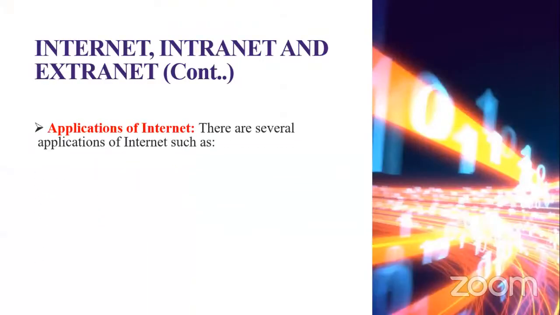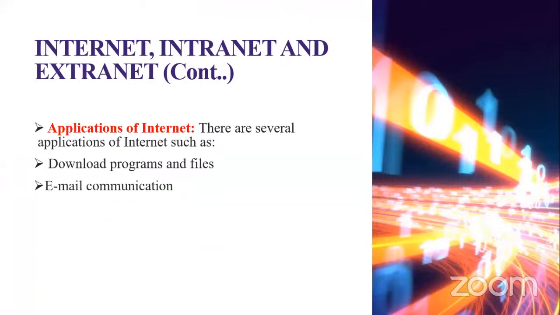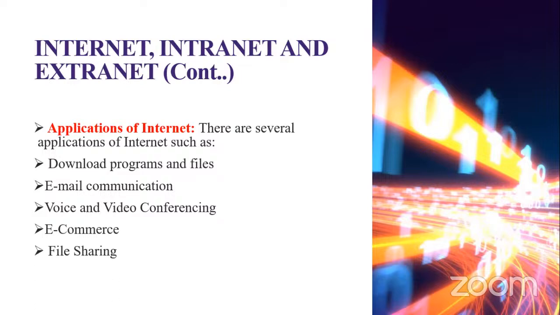And what are the applications of the internet? There are several. Downloading programs and files is possible through the internet. You can do email communication through the internet. You can do voice and video conferencing, like what we are doing right now in the class. You can do e-commerce business, which purely depends on the internet. Imagine the situation of Flipkart, Amazon and Meesho, and the various companies doing online business, if the internet collapses.